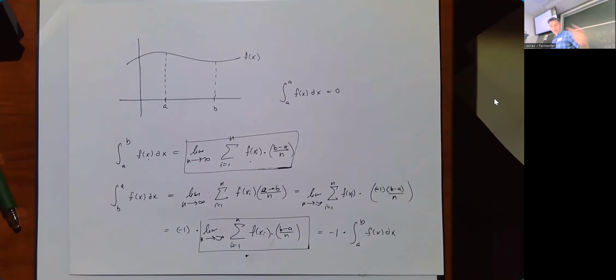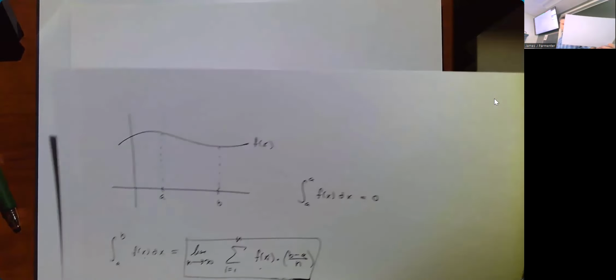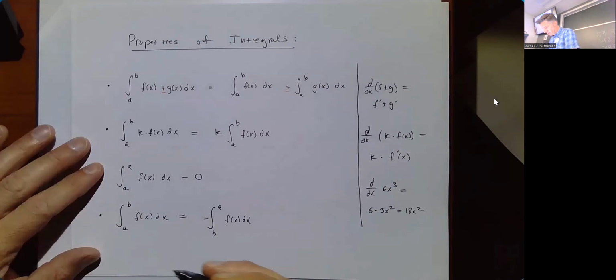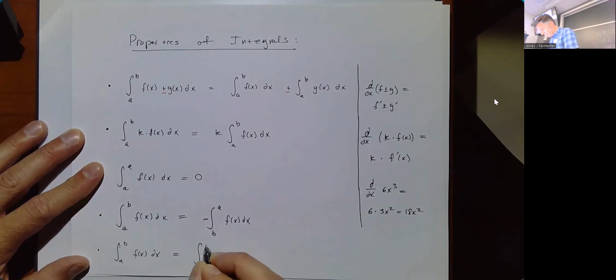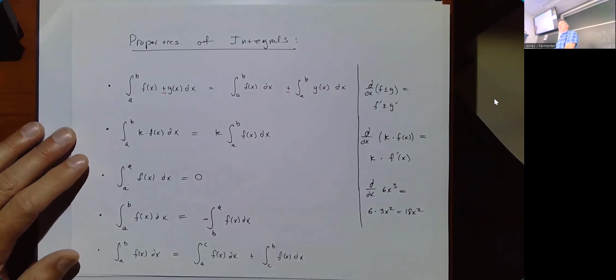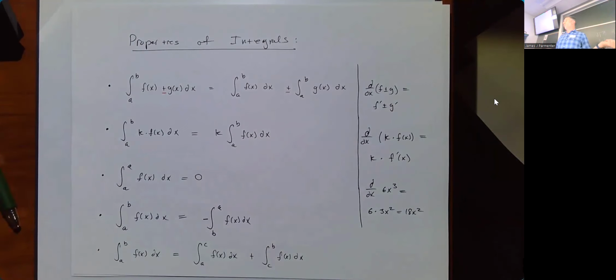And then let's look at another interesting property, which I'm going to go back to this other page for, just so I can have them all on the same page. The integral from a to b of f of x dx is equal to the integral from a to c of f of x dx plus the integral from c to b of f of x dx. So basically, you can break an integral up anywhere you want.